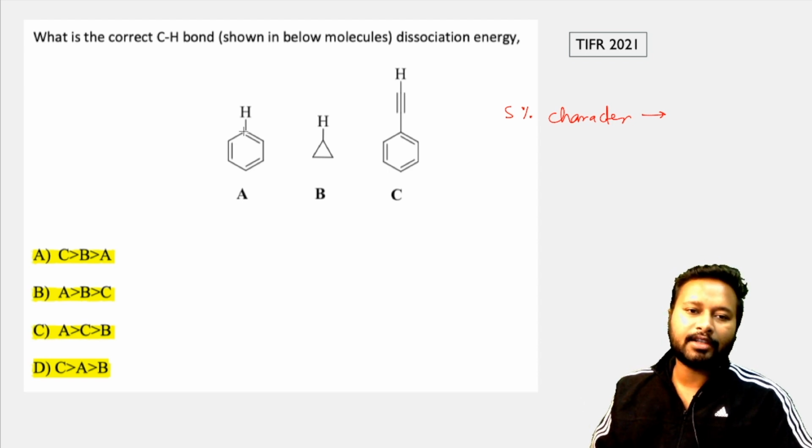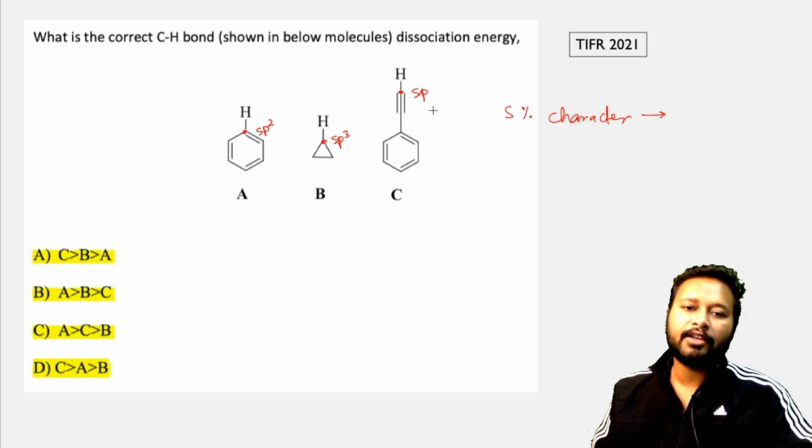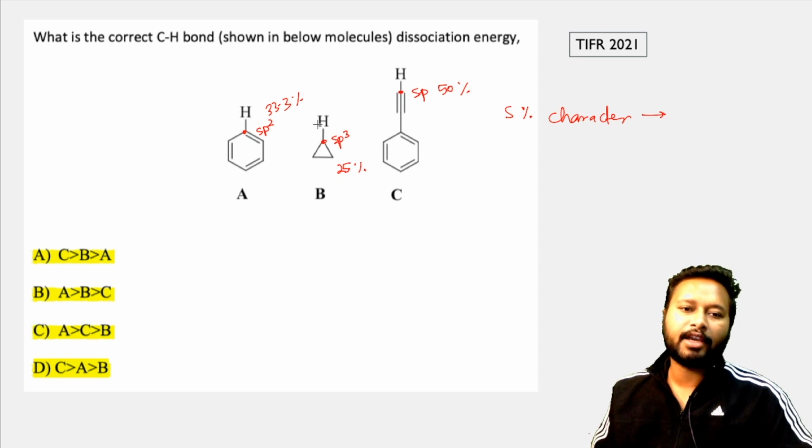Now if you see, this carbon over here is an sp2 hybrid carbon, this carbon here is an sp3 hybrid carbon, whereas this carbon is an sp hybrid carbon. If I write down the percentage S characters, this one has 50% S character, this one has 33.3%, and this one has around 25%, right? That is the percentage S character we have over here.